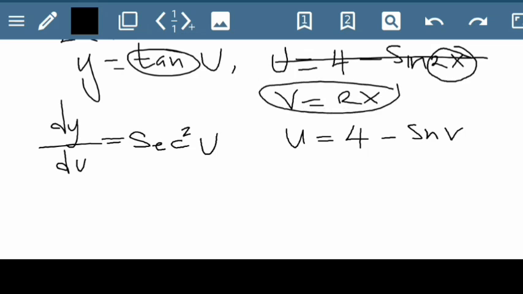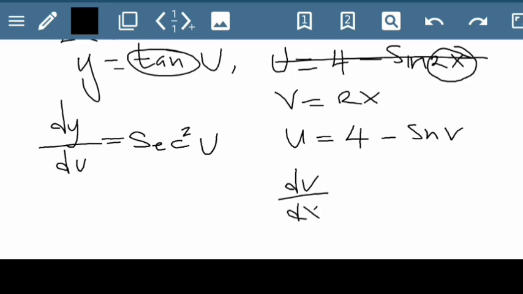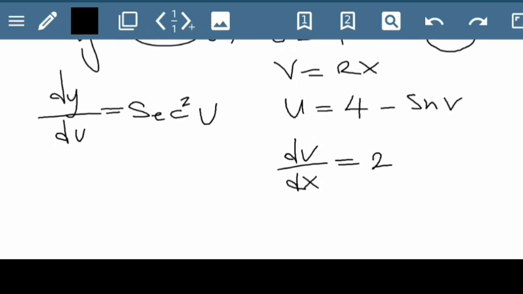Then the derivative of v, dv dx, is equal to 2. Because here we are having x to the power 1. 1 multiplied by 2 is 2. 1 minus 1 is 0. Any number to the power 0 is equal to 1.